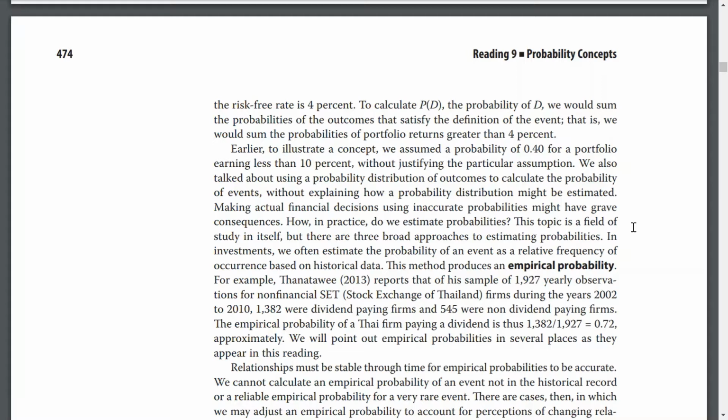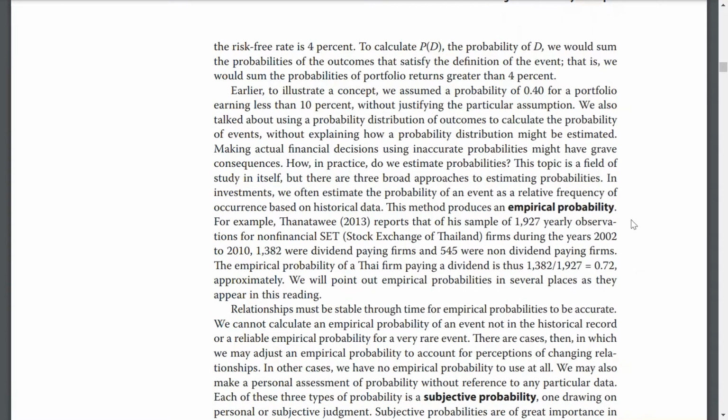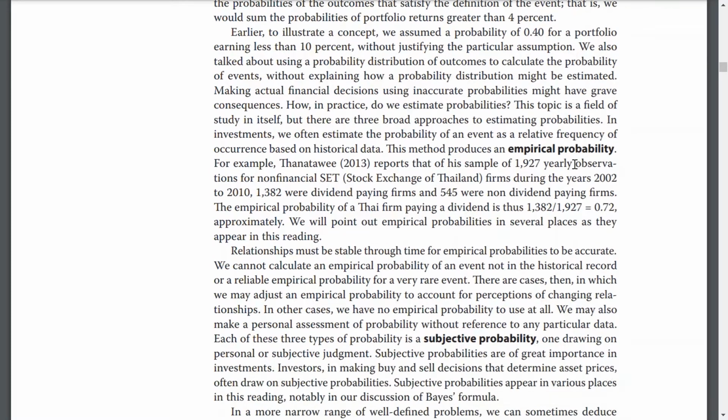How, in practice, do we estimate probabilities? This topic is a field of study itself, but there are three broad approaches to estimating probabilities in investments. We often estimate the probability of an event as the relative frequency of occurrence based on historical data. The method produces an empirical probability.